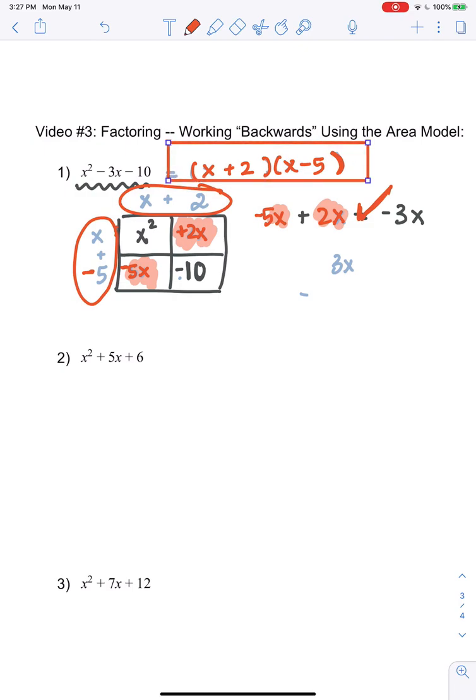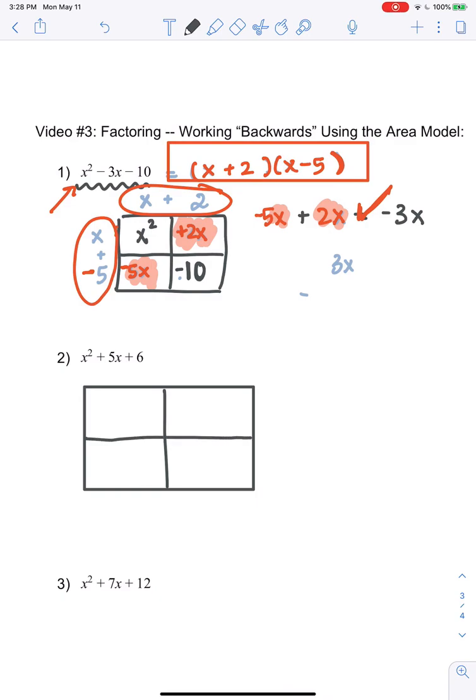So that was your final answer. We're working backwards to get the factors that, when multiplied together, make this expression. Why don't we try it again? Okay, so again, splitting our rectangle into 4 pieces.